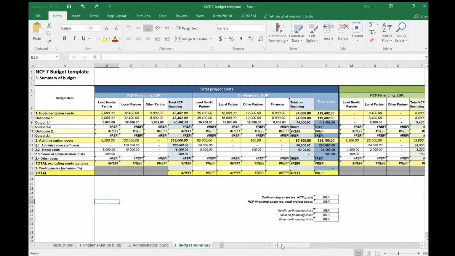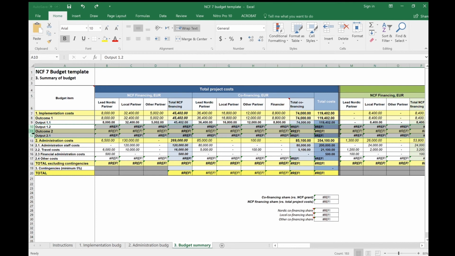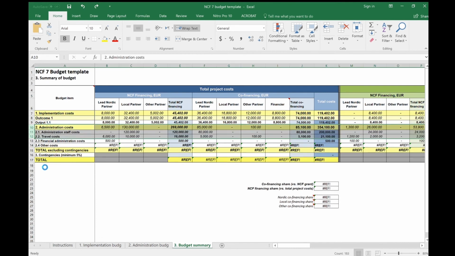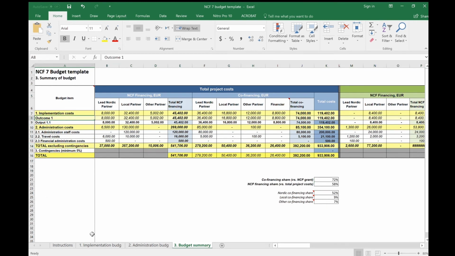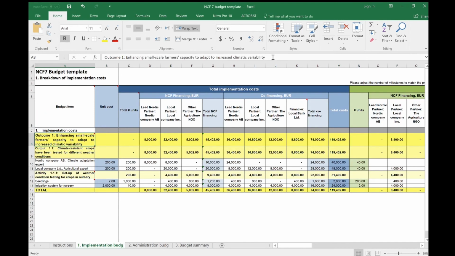As a first step, you should edit the budget items so that they match the budget headings in your implementation and administration budgets. For the implementation costs, only the outcome and output levels should be included, and for the administration costs, only the relevant budget headings should be included. Removing the rest of the rows will make the errors in the budget template disappear.